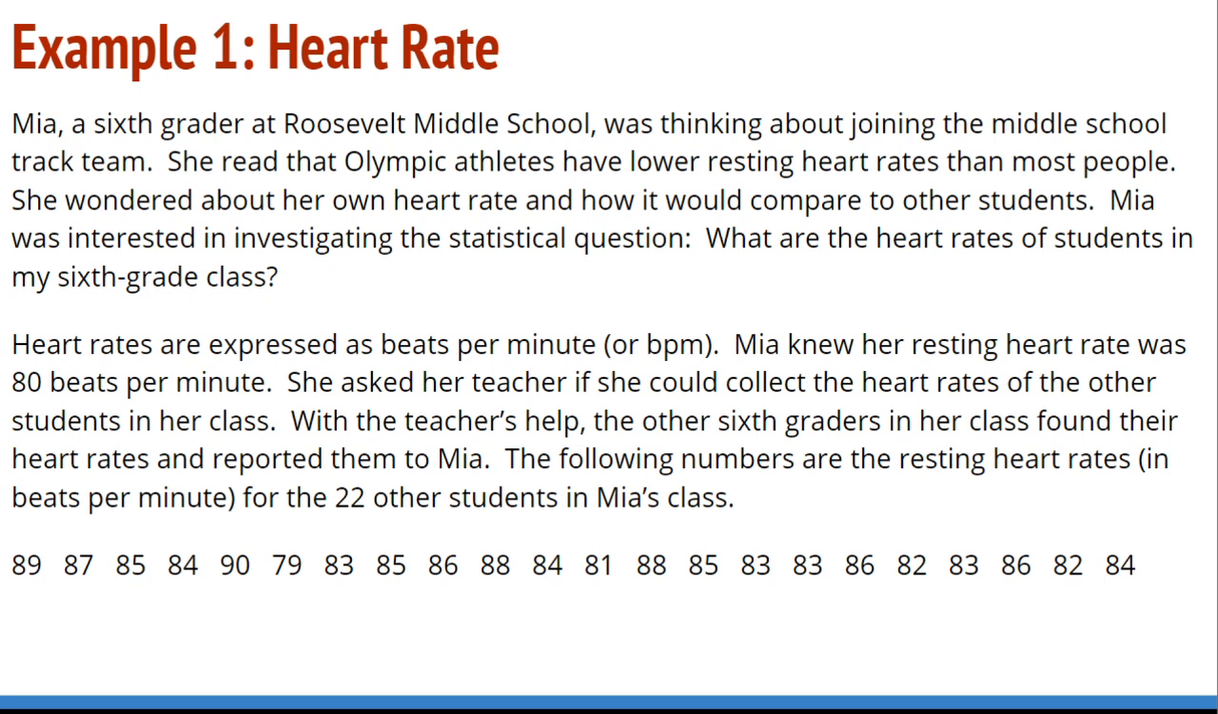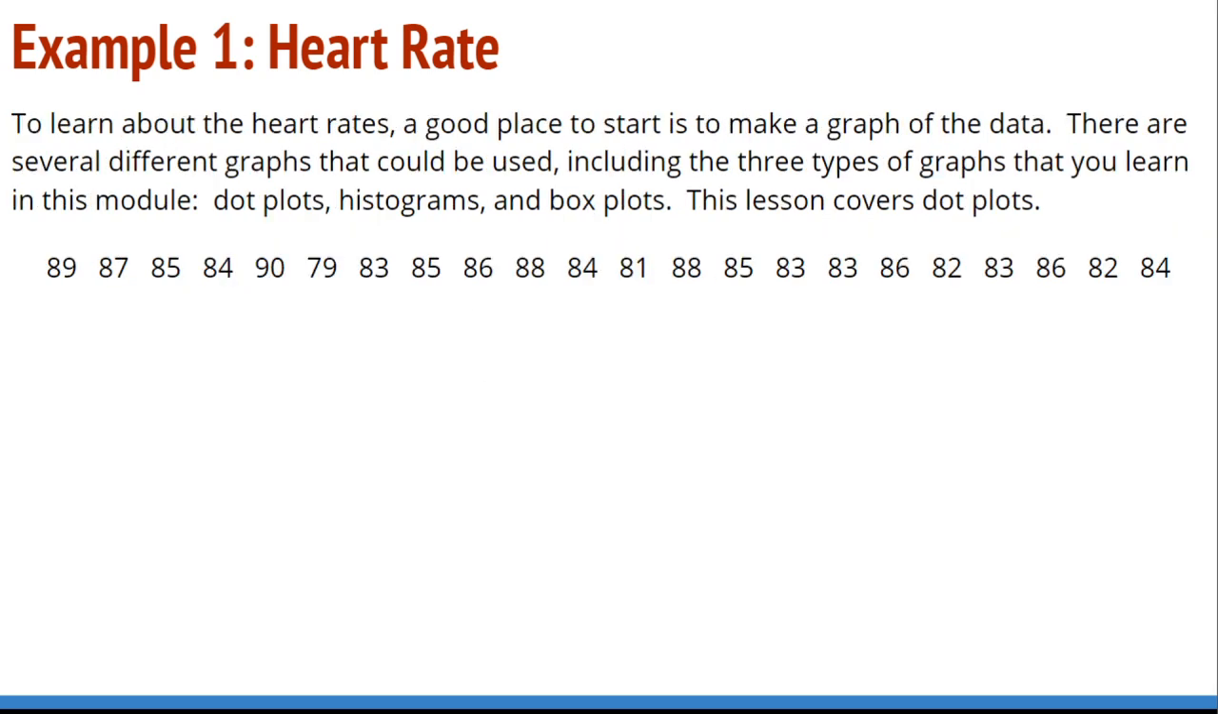She asked her teacher if she could collect the heart rates of the other students in her class. With the teacher's help, the other 6th graders in her class found their heart rates and reported them to Mia. The following numbers are the resting heart rates in beats per minute for the 22 other students in Mia's class. Now it's important to recognize that Mia's is not on this list. These are her 22 classmates. So there is our real-life situation, and now we're going to work with this a little bit.